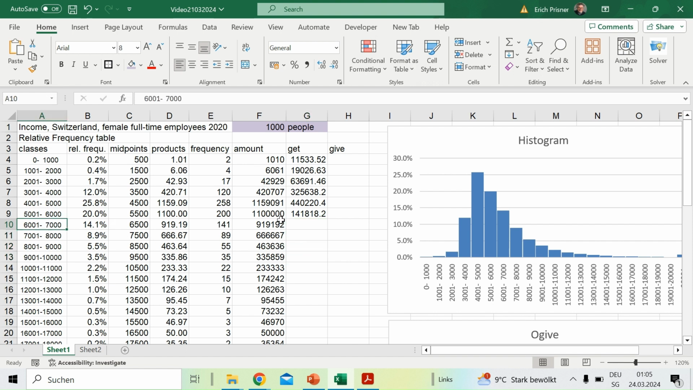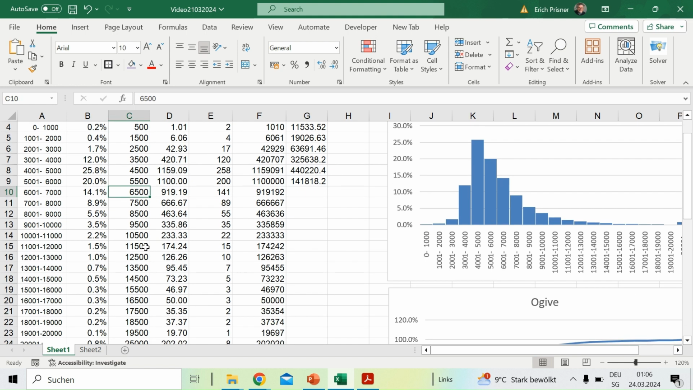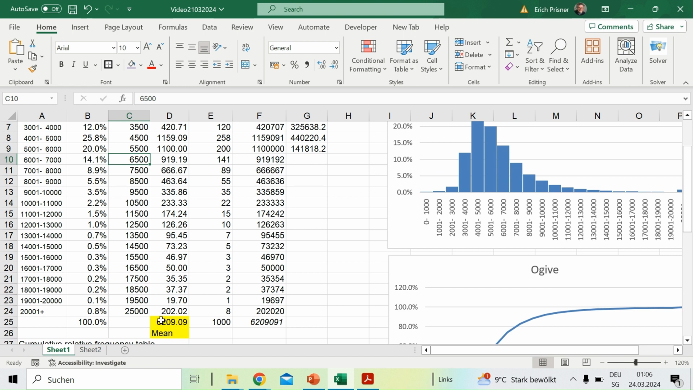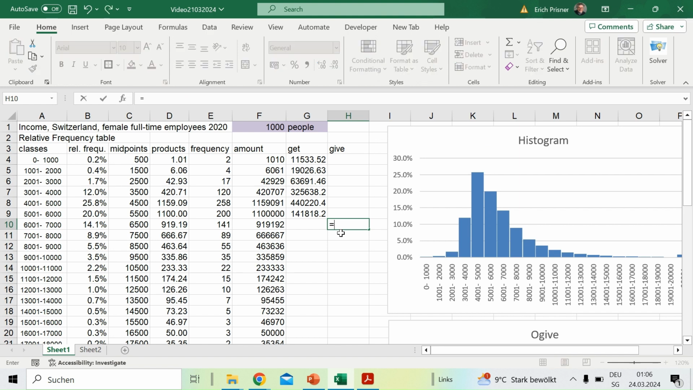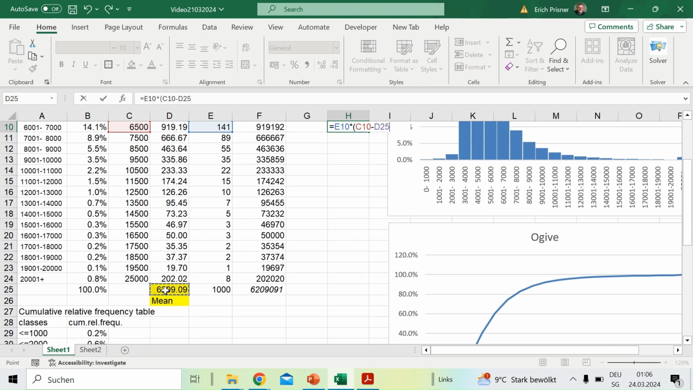Well, this group does not get anything because they are too rich. They are 6,500. They have 6,500 and they should have the mean only. So they are giving. They're not getting. So that means at this part, we start with a getting and with a giving. And how much do they give? Well, it's 141 people. And how much does each person give? Well, it's a difference between what they have and what they should have after Robin Hood is done with them.